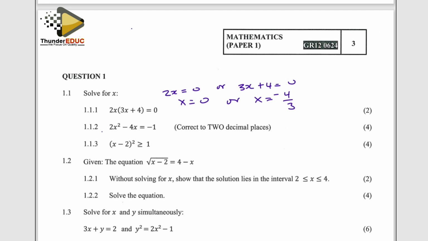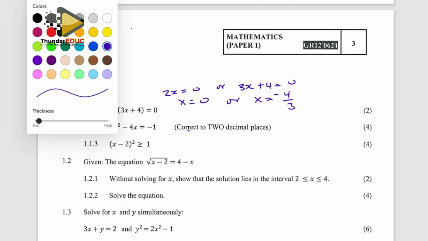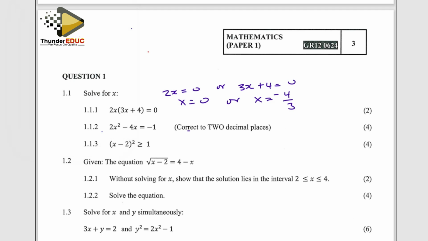1.1.2, the condition, correct to decimals. So whenever we see that condition, what must come into our mind should be the quadratic formula. But before that, let's create the standard equation first. So that's going to be 2x squared minus 4x plus 1 is equal to 0. So our A is a 2, our B is a negative 4, our C is a 1.